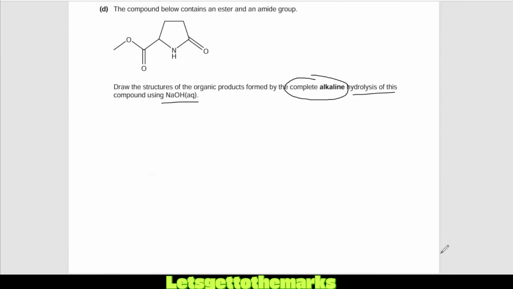Draw the structures of the organic products formed from the complete alkaline hydrolysis of this compound using sodium hydroxide. Worth 4 marks. The clue I'll give you before you pause the video and have a go with your paper and pen.